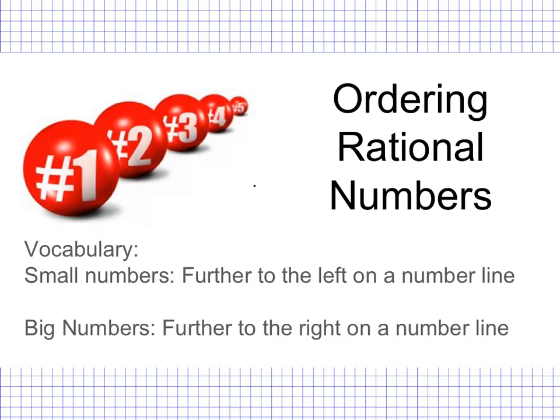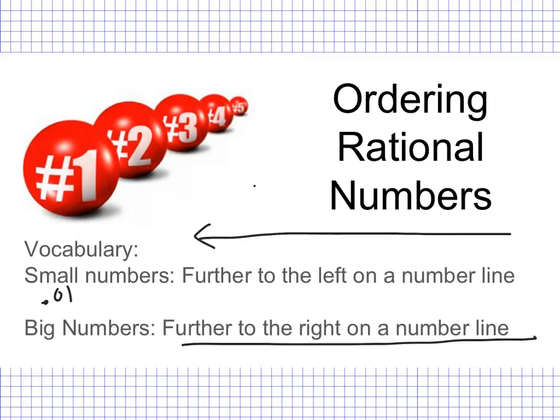In this video, we are going to learn how to put rational numbers in order now that we have expanded our understanding of numbers to include negatives. So for our vocabulary, we are going to have small numbers and big numbers. We have hopefully a very intuitive understanding of what a small number might be, right? Something like 0.01 has usually qualified as being small. Now, when we think about it, a small number is always going to be further to the left on a number line. And a big number should be further to the right on a number line.